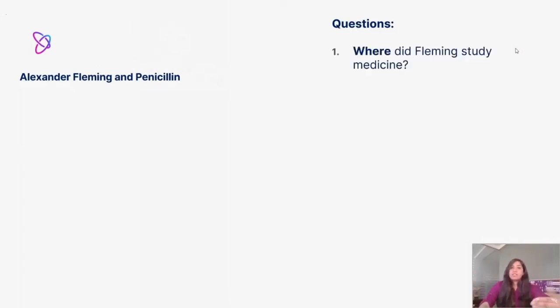Okay, I have the questions. First question, where did Fleming study? Okay, so I've given you the title, Alexander Fleming and Penicillin, right? So you have an understanding of what this passage will be about. It's about a person named Alexander Fleming, and it's about penicillin. All right, so question number one again, where did Fleming study? The key word here is where. So you're looking for a place.